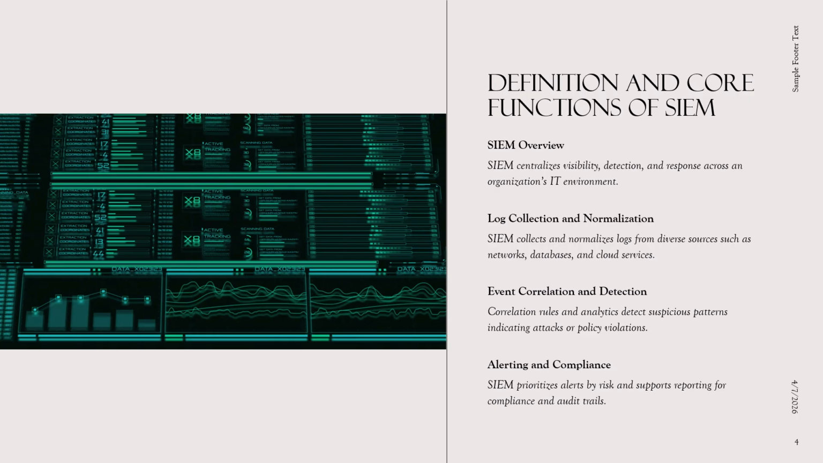Event correlations and detections. Correlation rules and analytics detect suspicious patterns indicating attacks or policy violations. Alerting and compliance. SIEM prioritizes alerts by risk and supports reporting for compliance and audit trails.